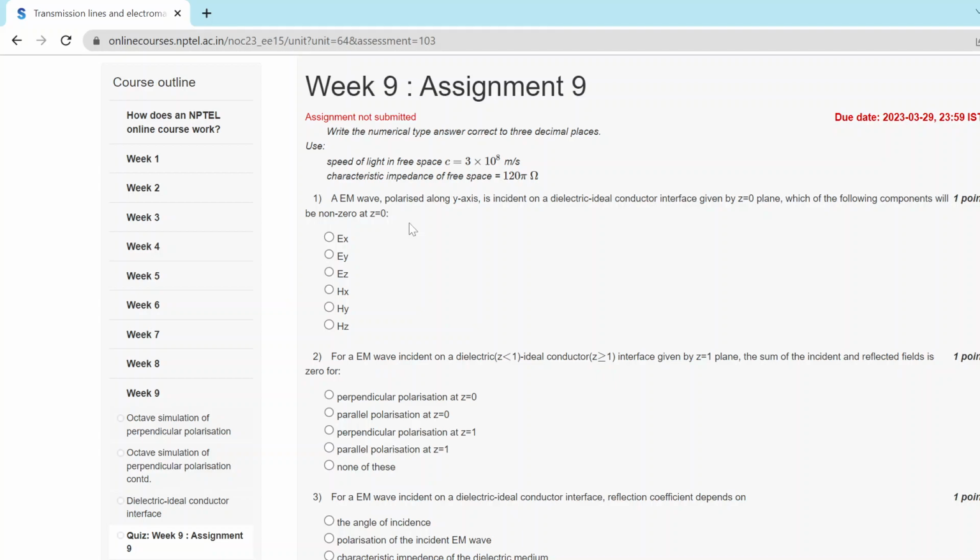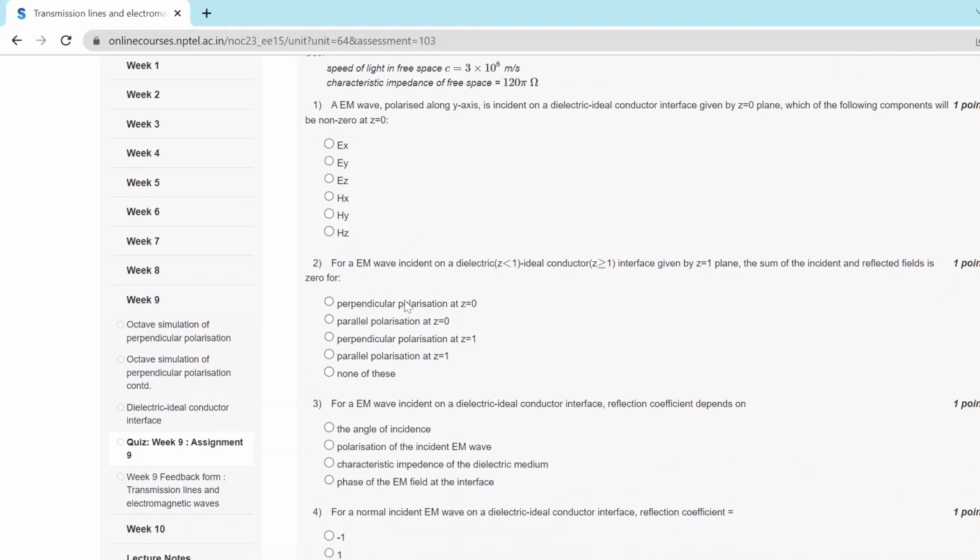Now coming to a few more questions. Again, it's at the interface, what is the sum of incident and reflected field, and when is that zero. Okay, so the sum of incident and reflected field is zero for what condition? Is it for perpendicular polarization? Is it for parallel polarization and all that?